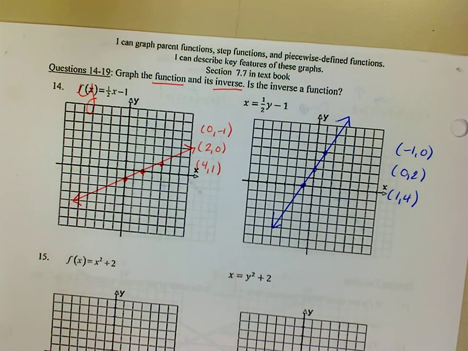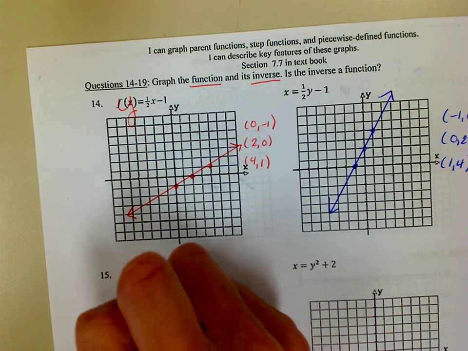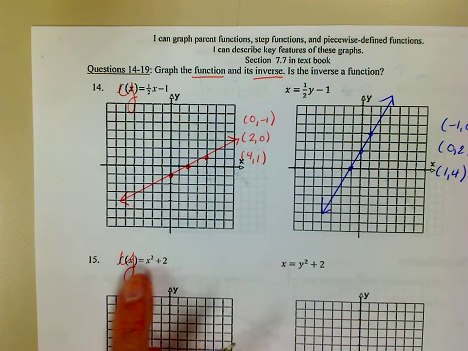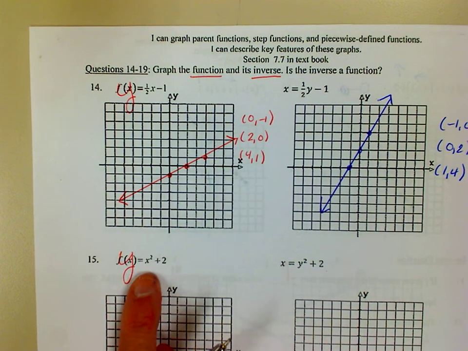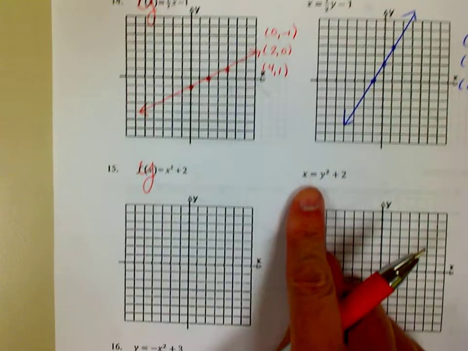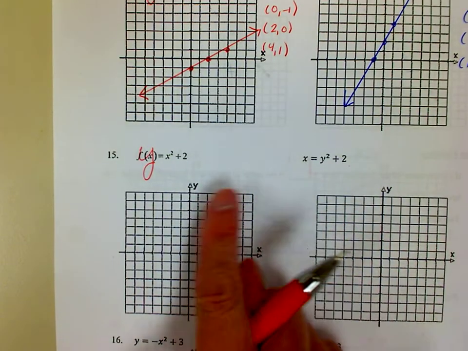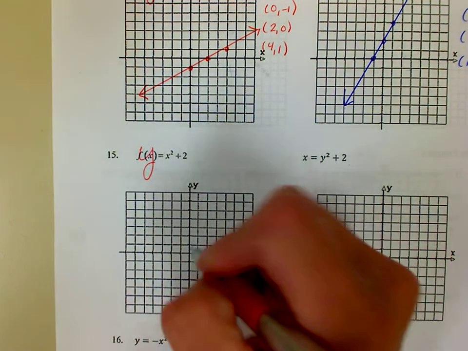Okay, 15. So this is y equals x squared plus 2. If I switch this x and this y around, I get x equals y squared plus 2. Therefore, these are inverses of each other. So first I'm going to graph this one. So I'm going to go up 2.